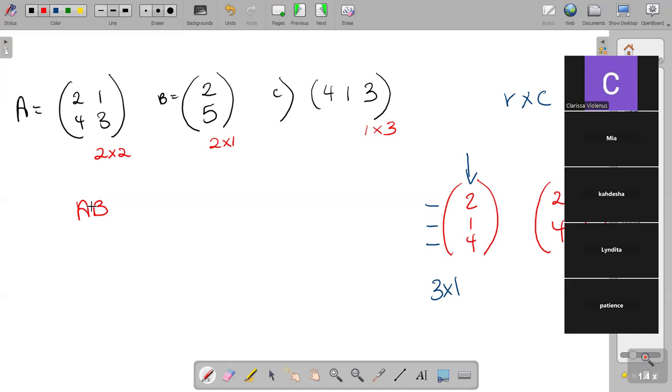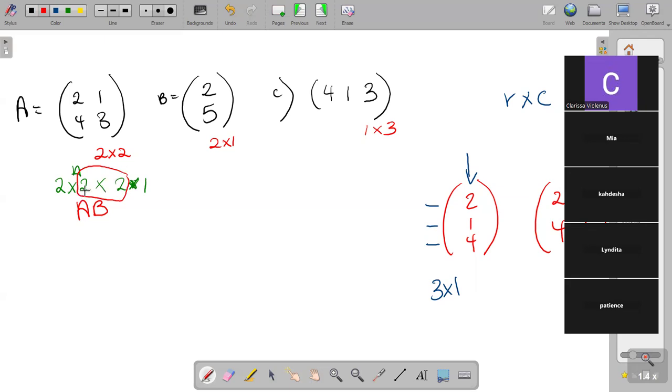I'm watching the chat. Talk to me. I see a lot of people say yes. Majority of people said yes. That is correct. How do I know that I can multiply A and B? What is the order of A? A is 2 by 2, times, what is B? A 2 by 2. How do we know we can multiply? The numbers in the middle match. Everybody see that?